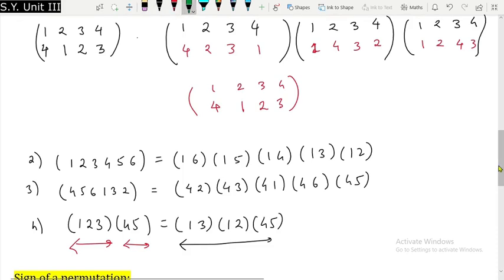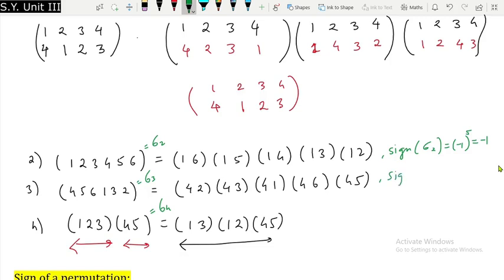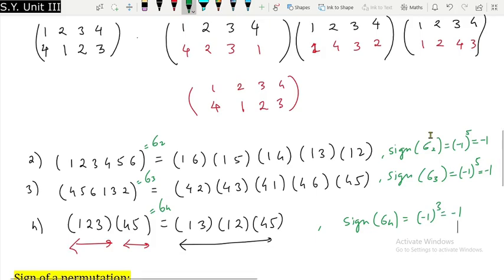Coming down, talking about this second example, I will call it sigma 2, I will call it sigma 3, I will call it sigma 4. So you can see this sigma 2 is a product of how many transpositions? 5 transpositions. So this is again -1. What about the signature of sigma 3? Again it is a product of 5 transpositions, so -1 raised to 5, which is -1. And in the last example again, since it is a product of 3 transpositions, it is -1 raised to 3, which is -1.